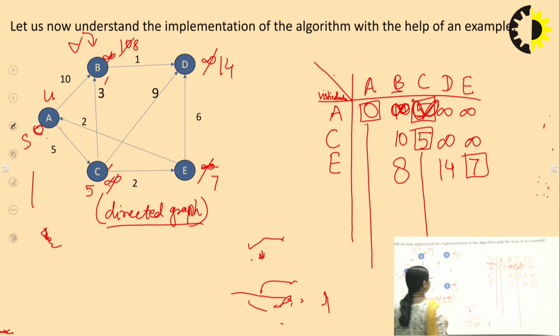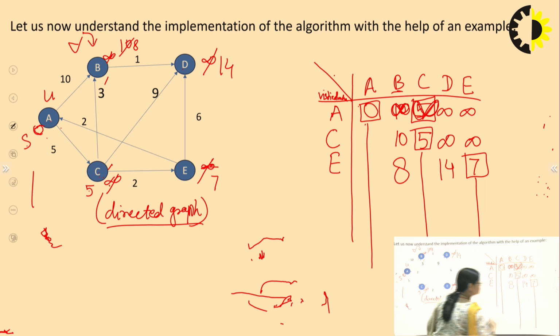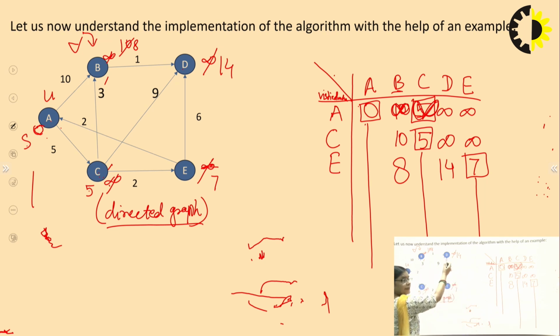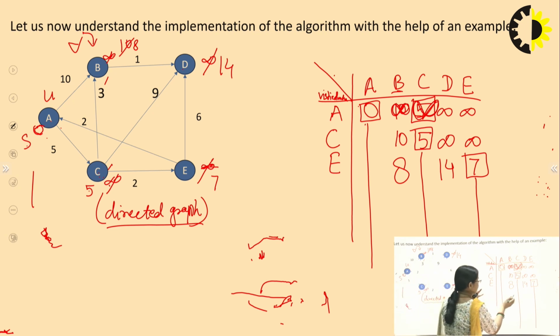Again, I am starting from E. Keep in mind that if I am starting from E, E is visiting to D, E is visiting to A. But I am not going to take the path E to A because A is already visited. So, we are cancelling it. Okay. So, what am I going to take?